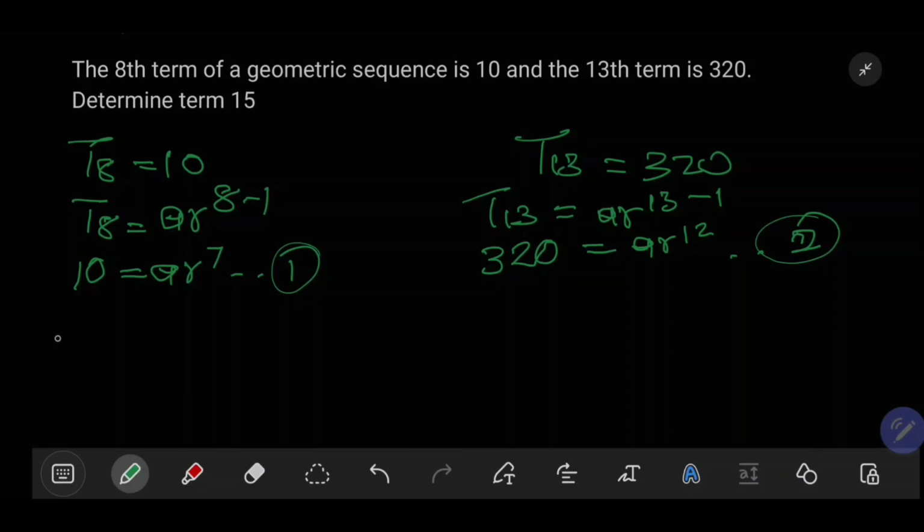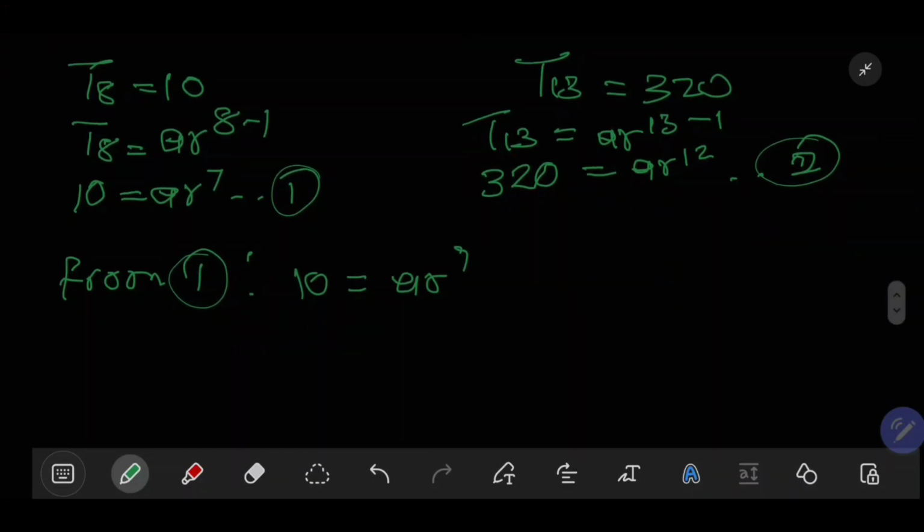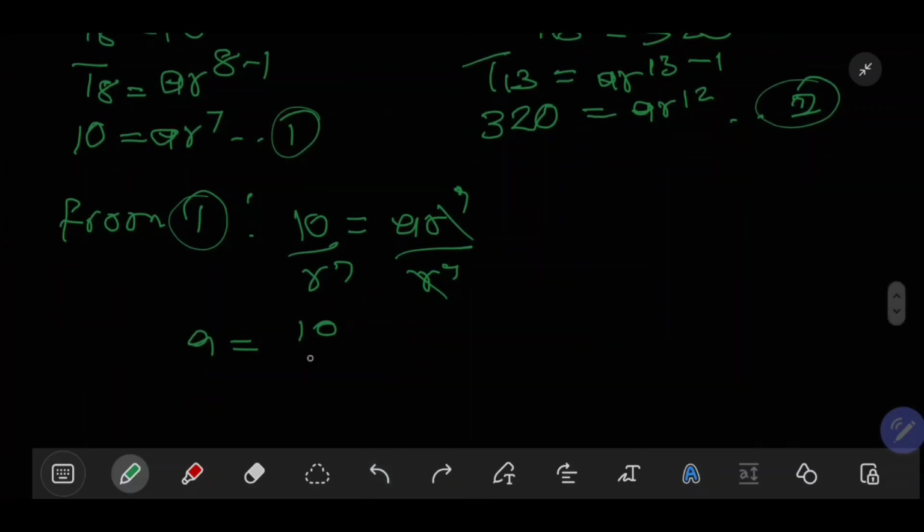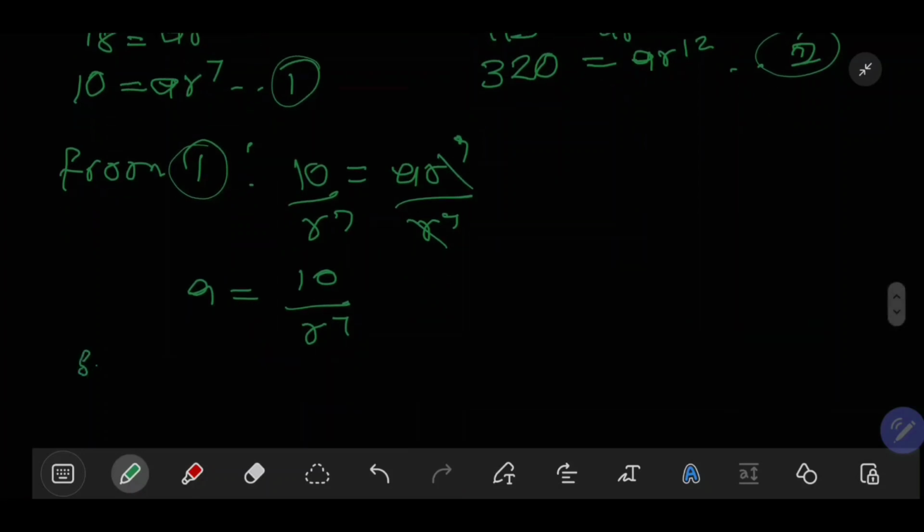From equation 1, which says 10 = ar^7, we can divide both sides by r to the power 7. So a is equal to 10 divided by r to the power 7. Let me write that well: r to the power 7. From there we can substitute the value of a into equation 2.